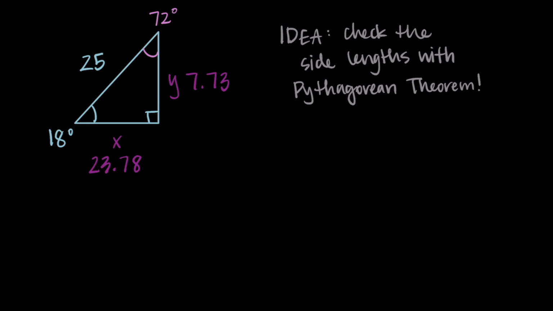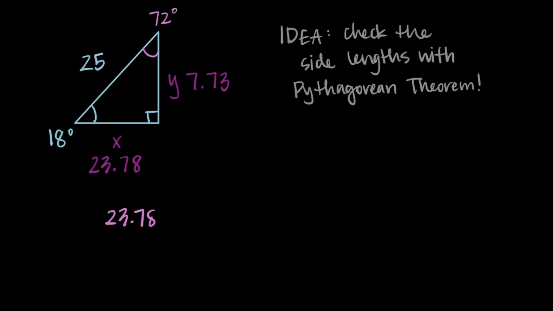Because we rounded our values, we're not going to get exactly the right thing. This is why I don't recommend using the Pythagorean theorem when you're trying to find the answers to begin with, because the rounding might be a little off. But we can use it to check. So let me show you.